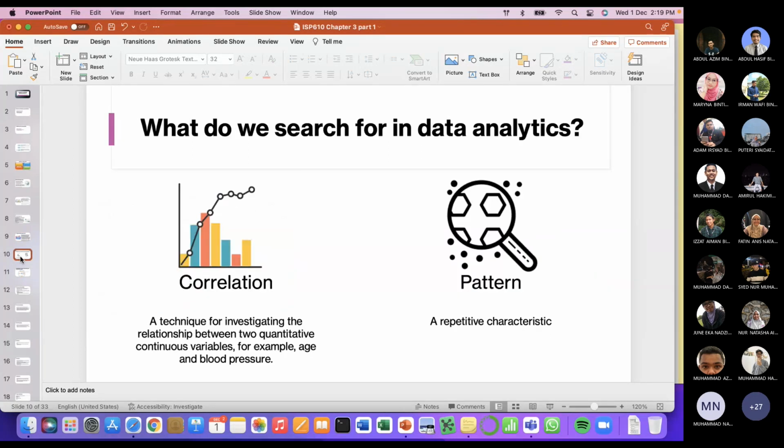So now we will see what do we search for in data analytics. So basically, when we talk about data analytics, we will always look at these two things, at the beginning part. Because we have the data, and what should we do with the data? The first one is the correlation. The second one is we will look at the pattern of the data. Bentuk dia macam mana. Okay, the characteristics of the data.